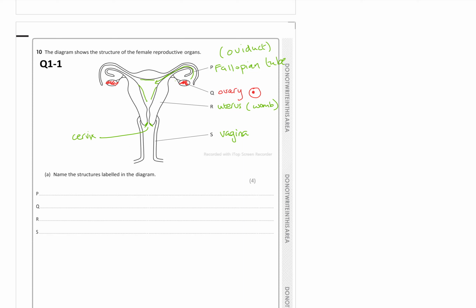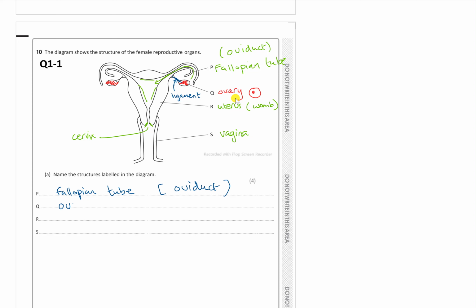Right, and this bit here is the ligament that holds the ovary in place. Ligament. So all this you've got to know, because it could come up as a 4 marker, 5 marker, they're going to ask you to do that. So the first one is, I know it as the fallopian tube. But like I said, sometimes people will call it the oviduct.